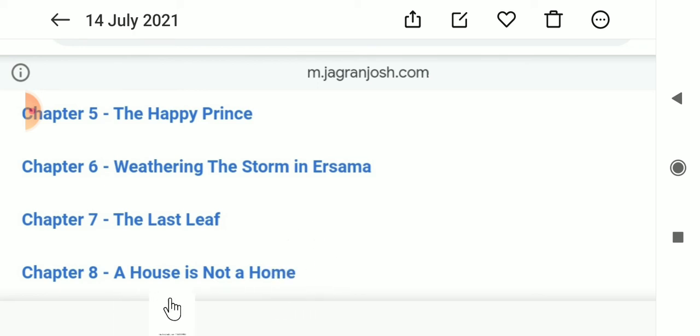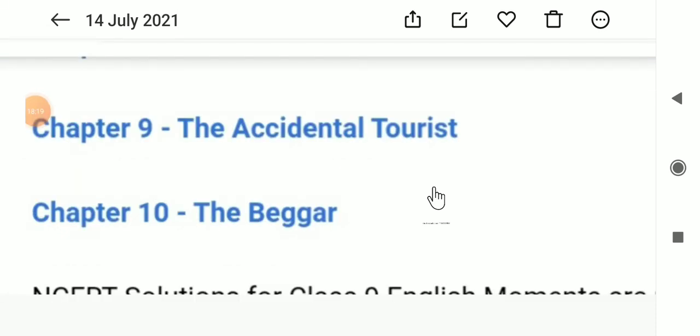A House Is Not a Home. What is it? A House Is Not a Home. It is in chapter 8 of your supplementary reader. Now let's begin with the other two contents of this supplementary reader: chapter number 9, The Accidental Tourist, and chapter number 10, The Beggar. So these are all the contents we have discussed of the supplementary reader.